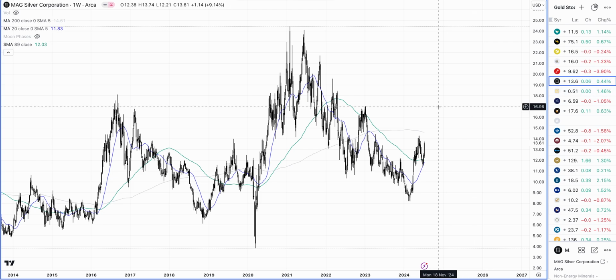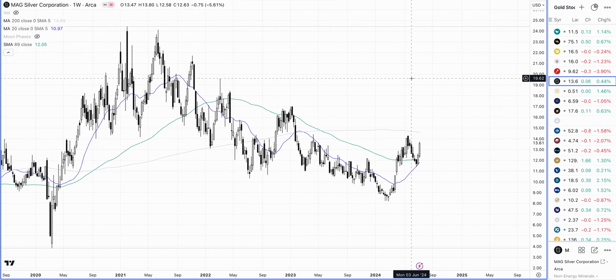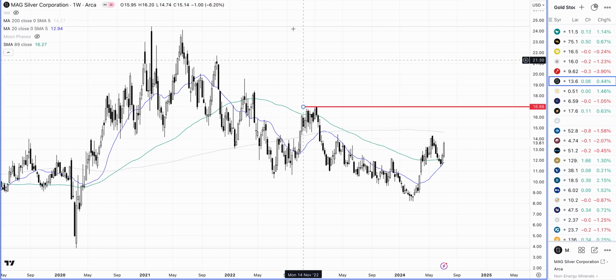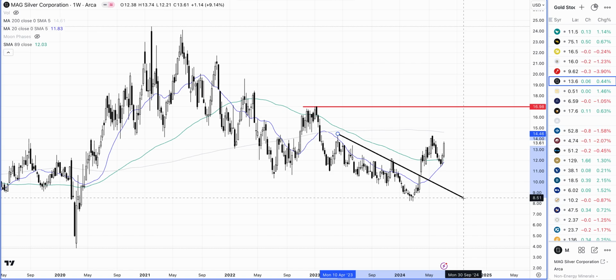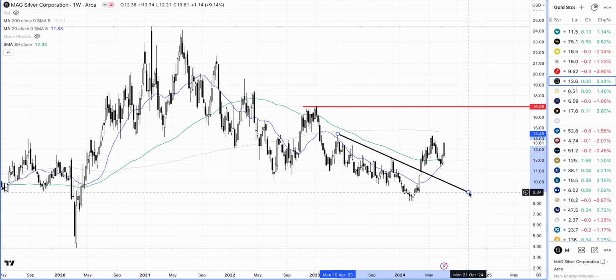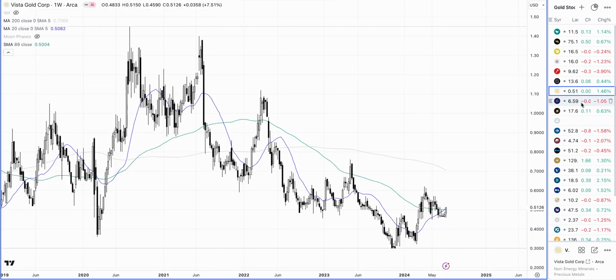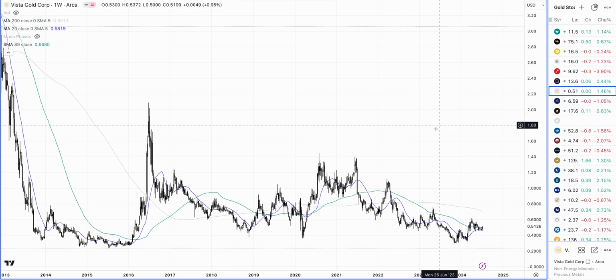We have Mag Silver. So by the name of it, it looks like a silver stock. Pretty nice weekly move last week. And here, let's see, what could it do? The chances are it's going for about 17 bucks. And if we were to draw a kind of a trend line here, yeah, it broke above it around here. So I don't know too much about this stock, but it looks like it might actually be going for a challenge of the 17 level.